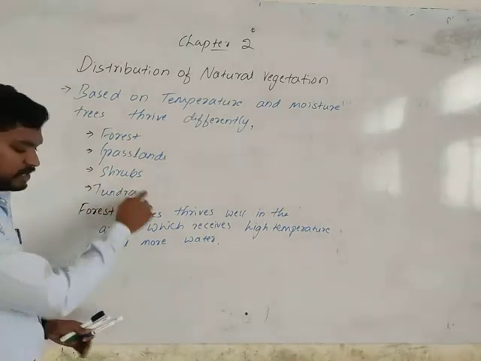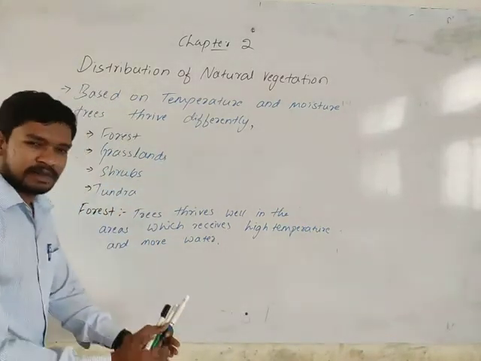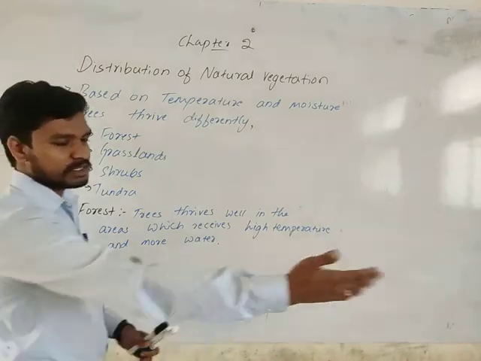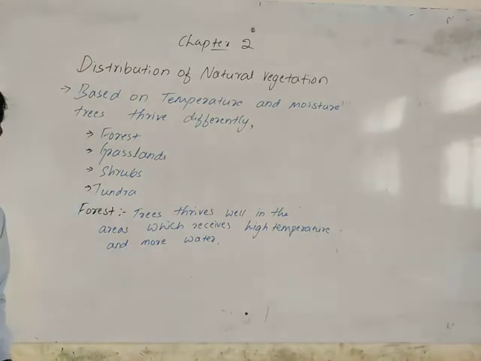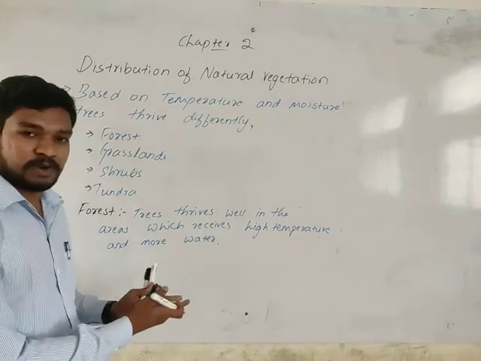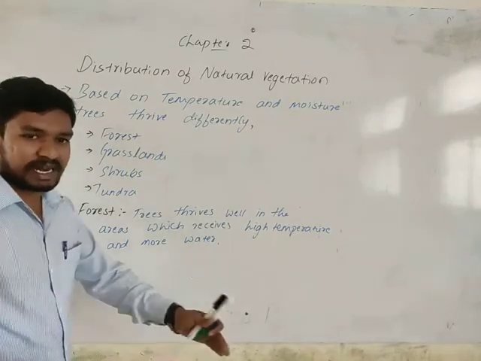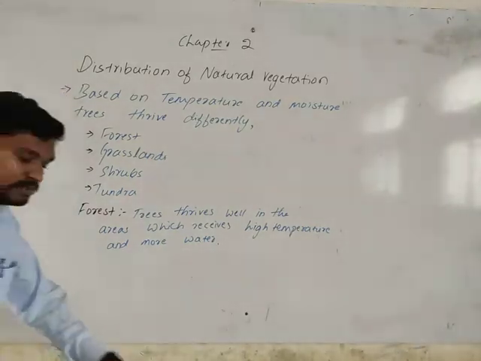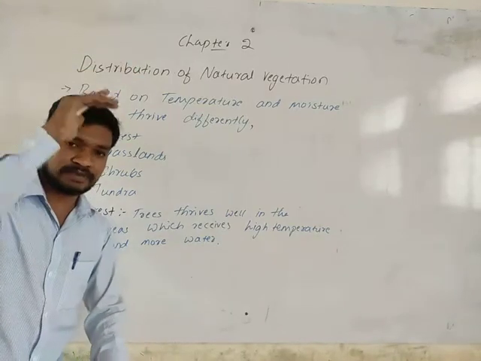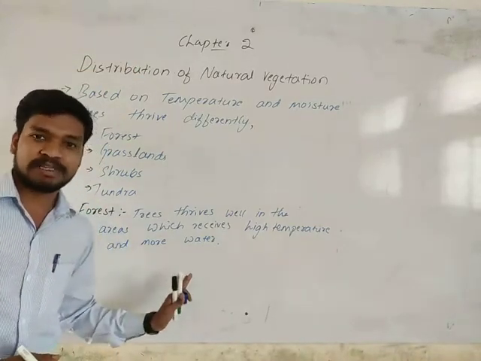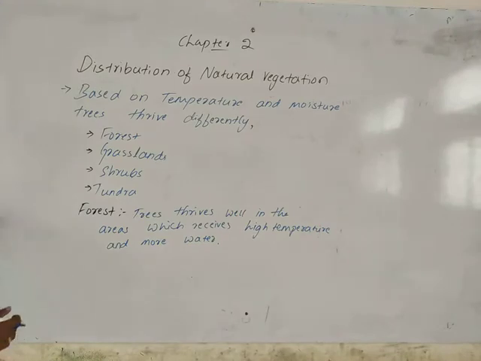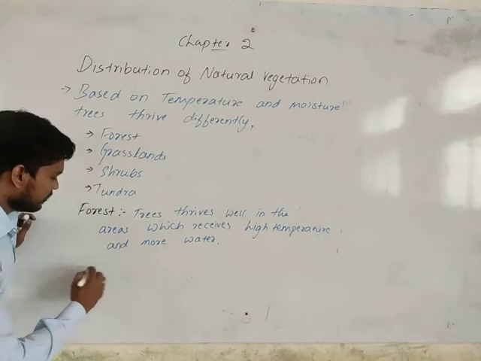Shrubs: if you find one plant here, you can see other plants somewhat away from it, like 3 meters or 1 meter. But in the forest the trees will be adjacent and connected with each other, and from the bottom towards the top, around 50 meters, it will be completely covered by vegetation in the forest.